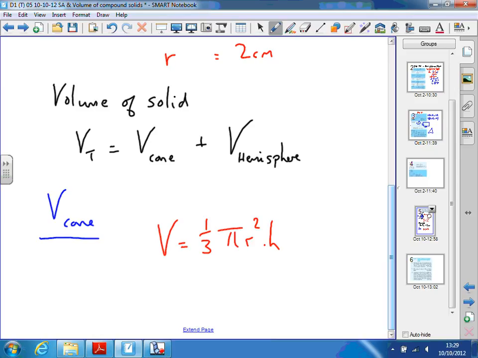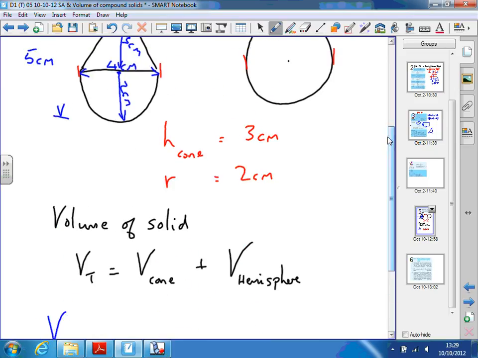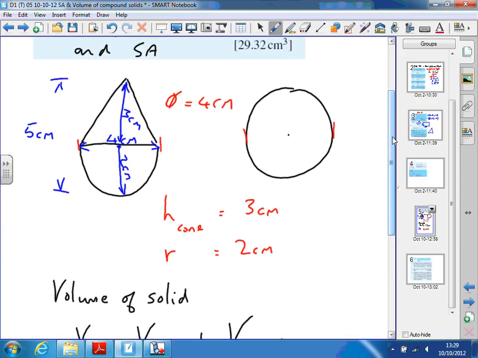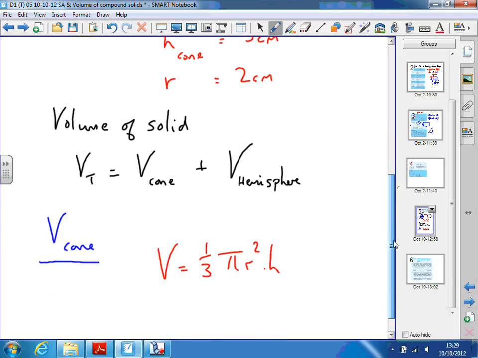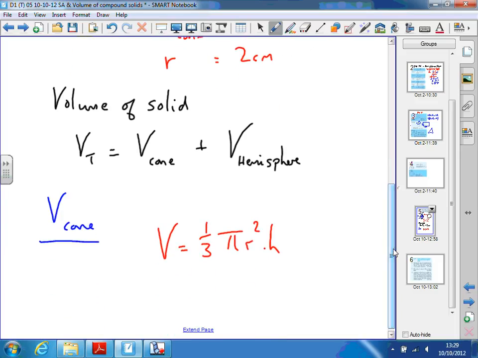So I need the radius, got that, and I need the height of the cone. I've got that. Luckily I've got the height because I worked that out earlier. So I've got them. Yes, I've tried to draw a cone on top of a hemisphere. So you imagine a hemisphere is half a sphere, and you stick a cone on top. So to get the total volume, I'd add the two together, wouldn't I? And then I've got the volume.